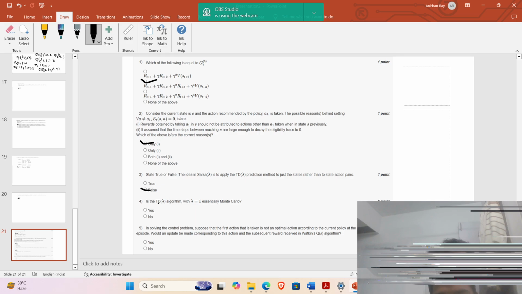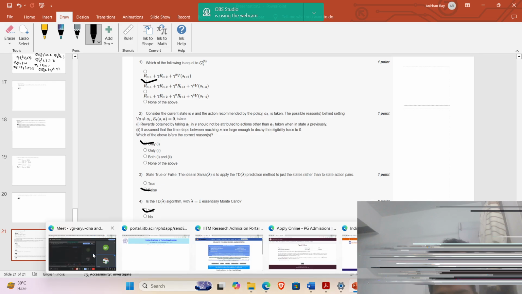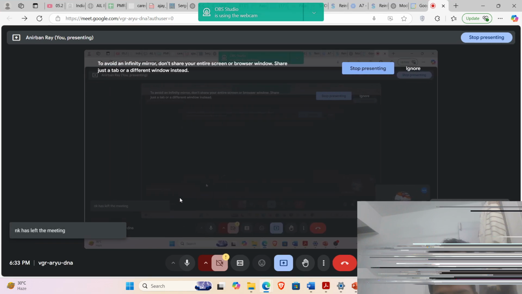Actually, the question is repeated. Is the TD lambda algorithm with lambda equals 1 essentially Monte Carlo? It is. Solving the control problem, suppose that the first action is taken. Acha. So we have done this one. Okay. So these are the questions for today, and we are done. Any doubt? No doubt, I guess. So let's finish up here.